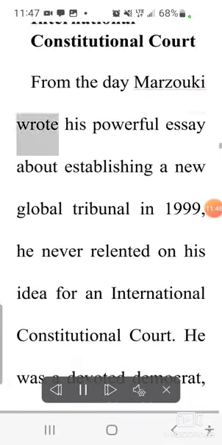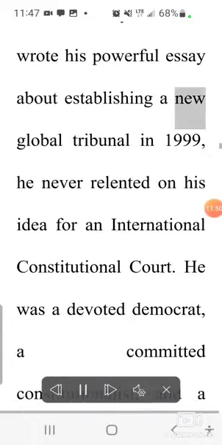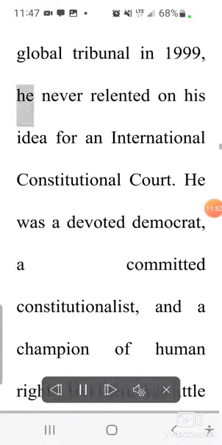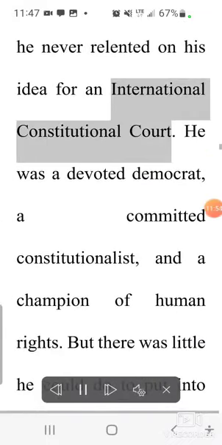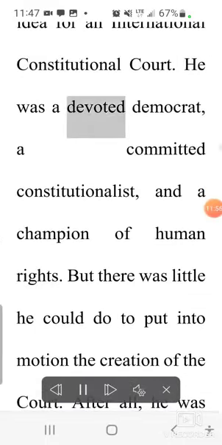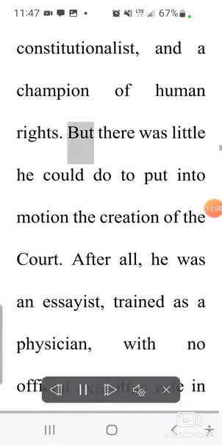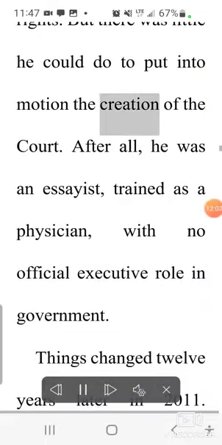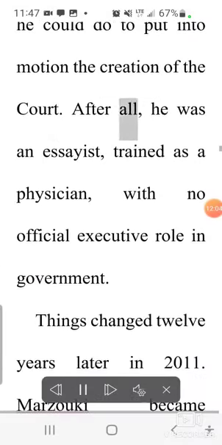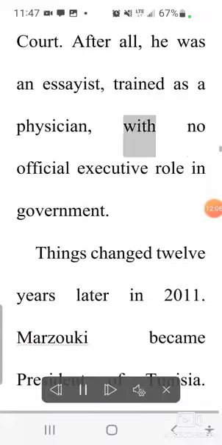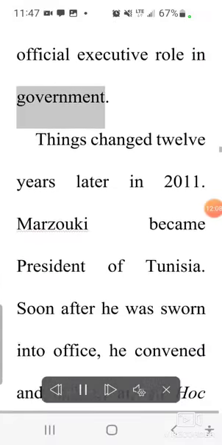From the day Marzuki wrote his powerful essay about establishing a new global tribunal in 1999, he never relented on his idea for an international constitutional court. He was a devoted Democrat, a committed constitutionalist, and a champion of human rights. But there was little he could do to put into motion the creation of the court. After all, he was an essayist, trained as a physician, with no official executive role in government.